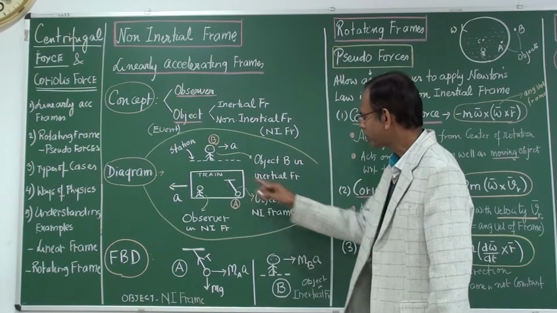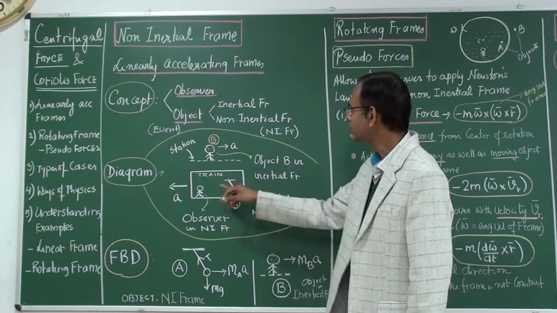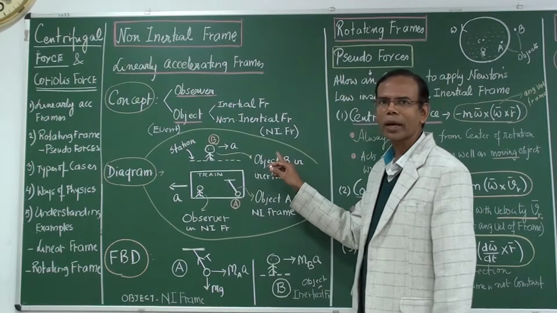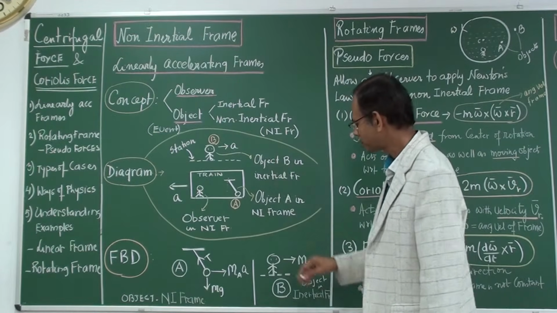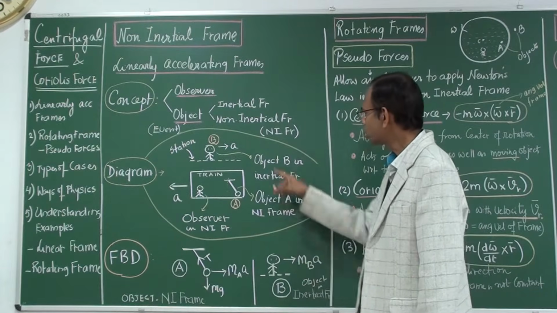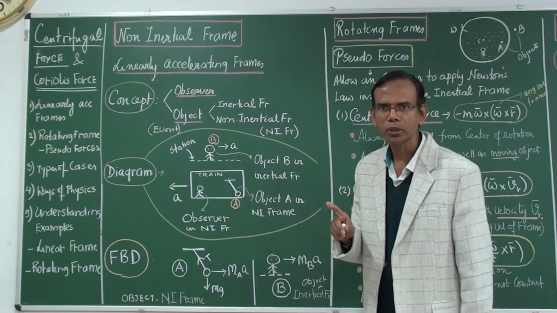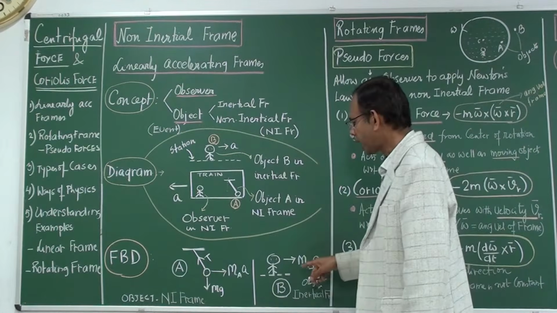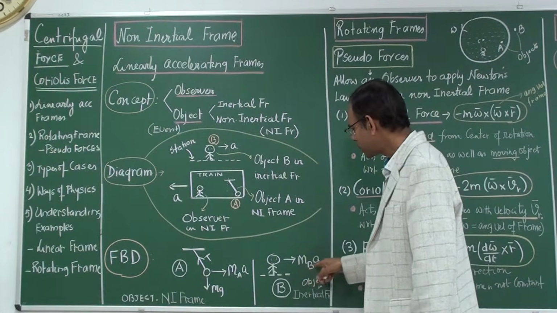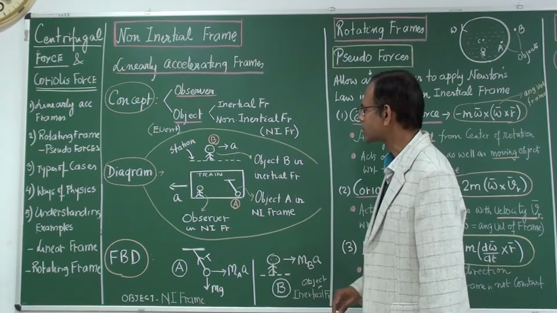Here what this observer finds is that this man is accelerating backward. That is what he finds. So again he will apply Newton's laws of motion. He will see that it is accelerating backward, so there must be a force according to Newton's laws. And what will be that force? mb into A. Okay, so he can apply the Newton's laws.